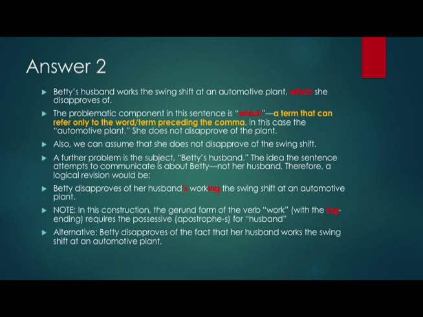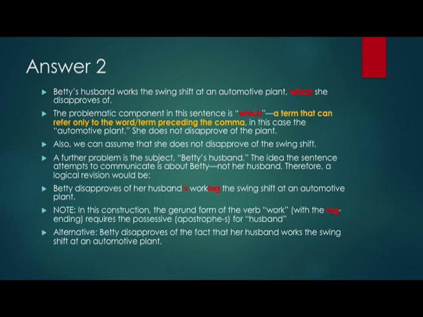So, what Betty has a problem with is the fact that her husband works that swing shift there. That's what she has an issue with. Now, another, and this is kind of a serious problem with syntax, is that right now in the sentence, the subject is Betty's husband. The idea behind this sentence is not about Betty's husband. The agent of the action here is Betty, because Betty is the one having an issue with something. Okay? So starting the sentence with Betty's husband is not an effective choice.